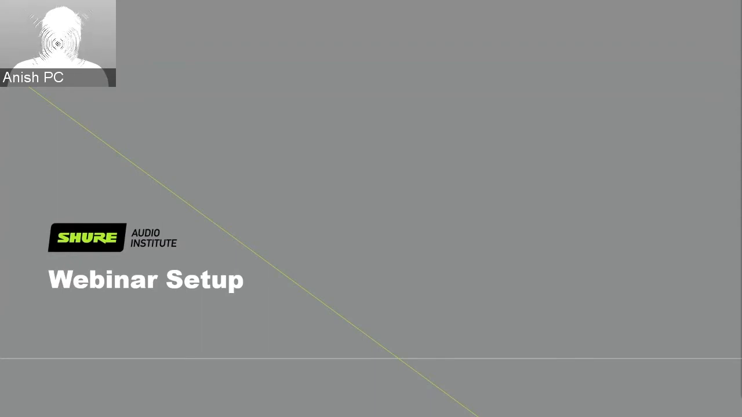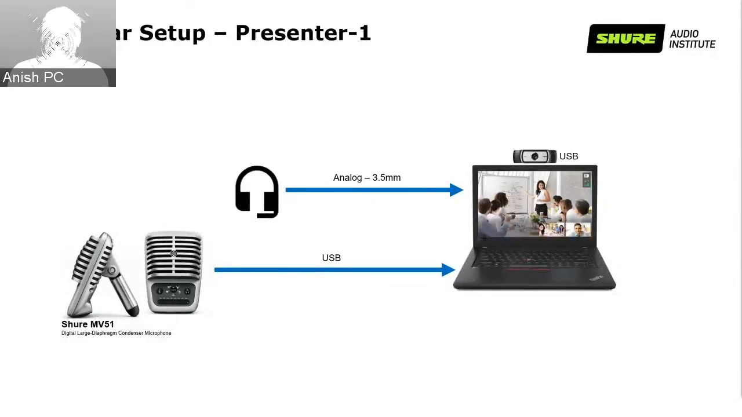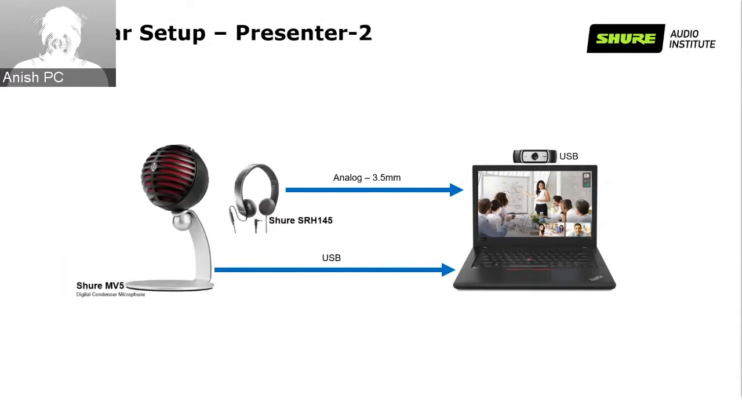Keeping this in mind for the webinar, we have done our home office setup with the Shure Motiv product line. Right now, I have a Shure MV51 microphone connected via USB with my laptop, and I have a headphone and a USB camera connected as well. My colleague Ritendra has a Shure MV5 digital condenser microphone connected via USB with a Shure SRH145 and a USB webcam for video.